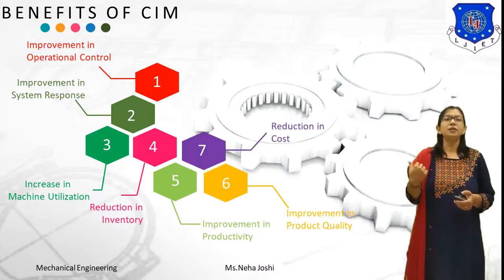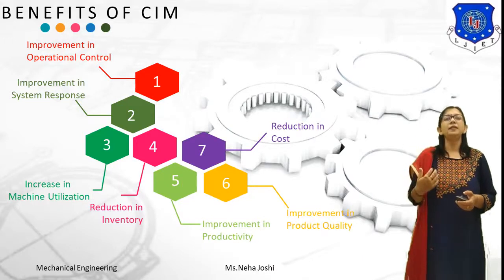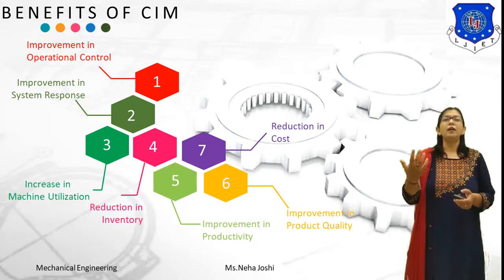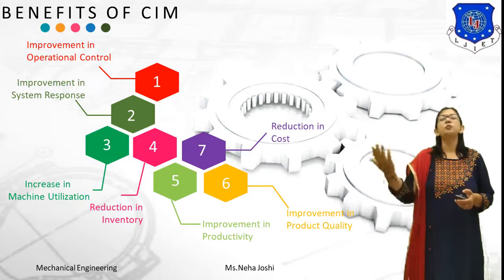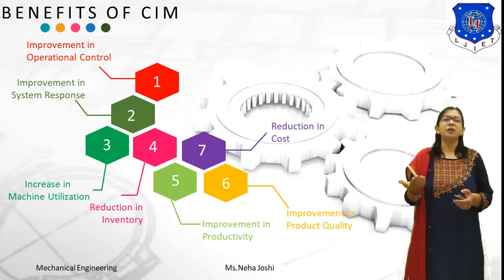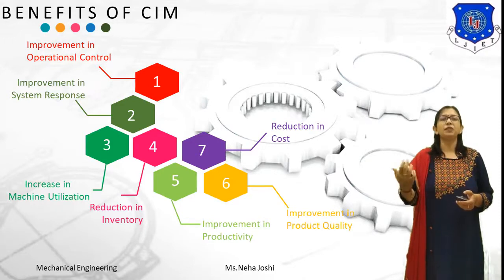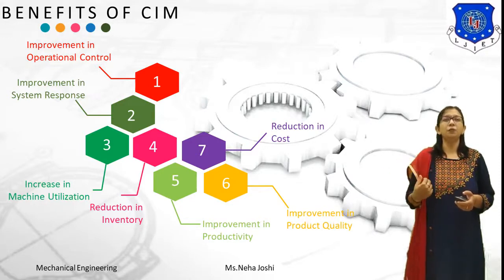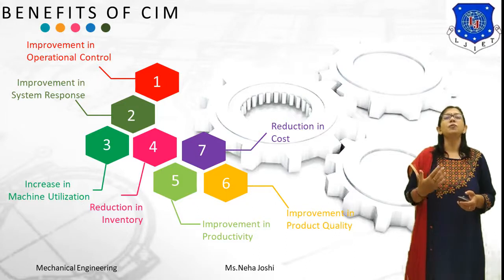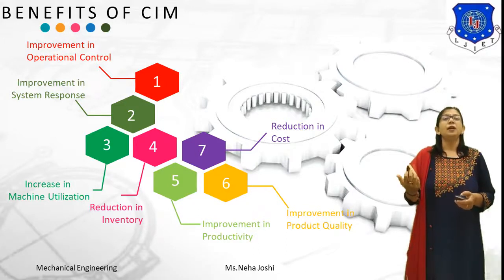Next one is reduction in cost. CIM minimizes various types of wastes like waste of processes, waste of manpower, waste of material, waste of machine hour, waste of motion, waste of transportation and waste of defective products. So overall cost of the product is reduced.